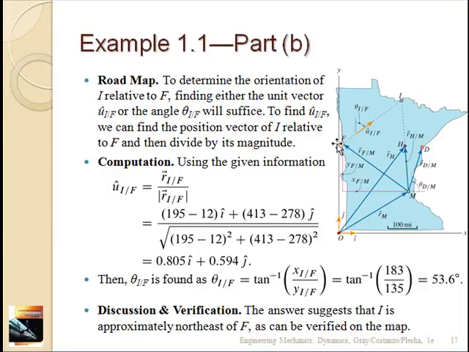Right? So since F is almost on the y-axis, its x value is small. And then the difference in the y values, it's 413 minus 278. That's this vertical distance here. And then you divide by the magnitude, and you get 0.805i plus 0.594j. So those are the xy coordinates of this vector between F and I. To get the angle, we take the inverse tangent of the x component divided by the y component, and we get 53.6 degrees.